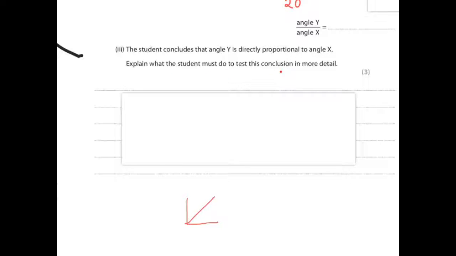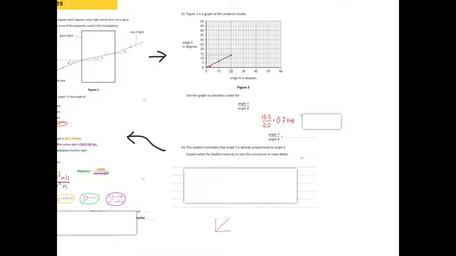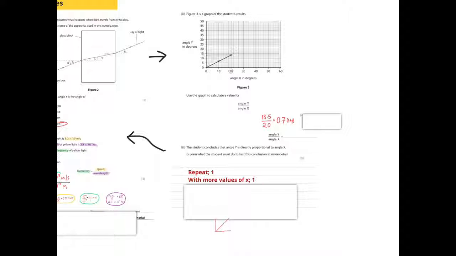Explain what the student must do to test this conclusion in more detail. If we look at this graph, it does look like the beginnings of a directly proportional relationship, but obviously we need more data before we can confirm that. So where do the 3 marks come from? Firstly, you have to say repeat the experiment with more values of x, and which are larger or at greater angles, so we're using small angles here and larger angles here. It's kind of a bizarre way to get 3 marks. I'd argue really this isn't a 3 mark question, but they've sort of eked out 3 marks from it.